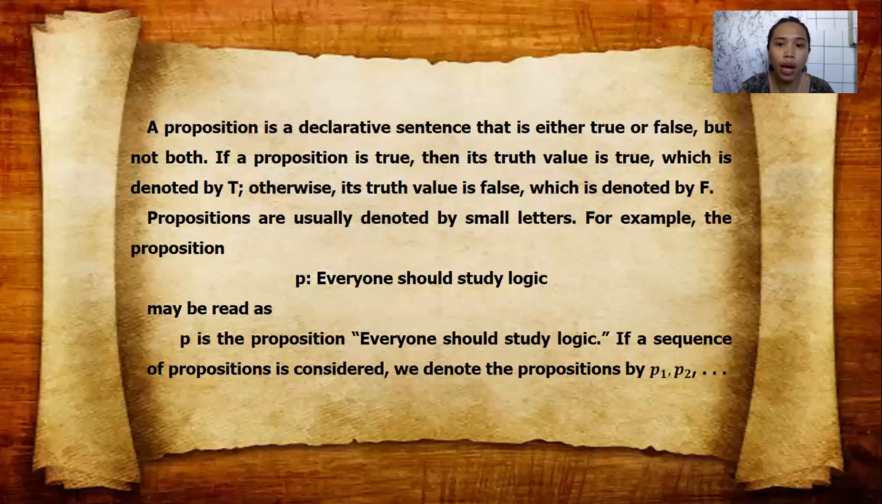So dili pwede duha. Kung true siya, true ra siya. Ug kung false siya, false ra siya. Ana lang ang paingnan sa proposition. Okay. If a proposition is true, then its truth value is true, which is denoted by capital letter T. Otherwise, its truth value is false, which is denoted by capital letter F.